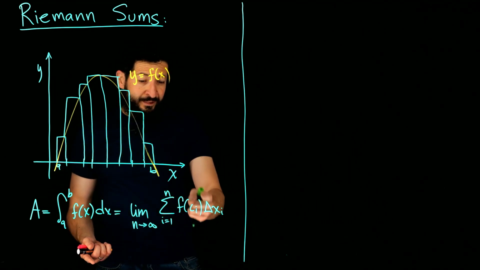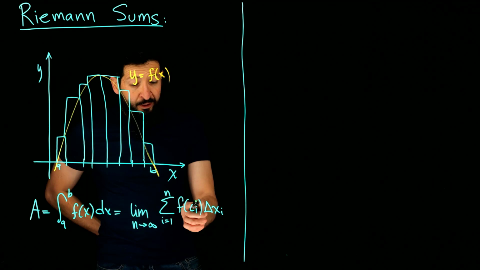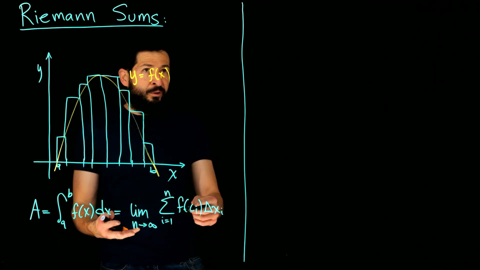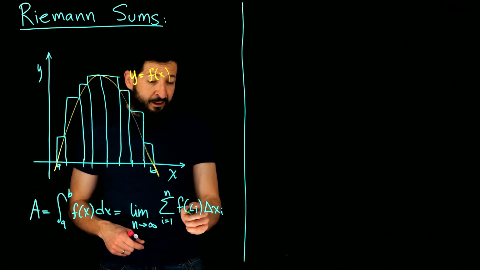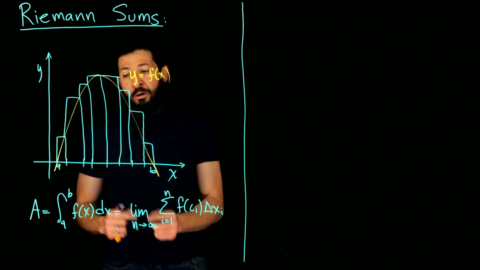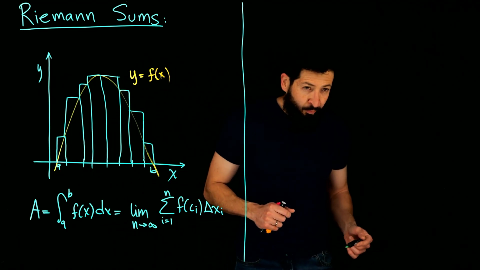As we would have to prove a theorem that all of this converges, by the way. But the theorem will give us that we can pick any c sub i. So I'm going to pick just the right endpoint. So we're going to start with that.